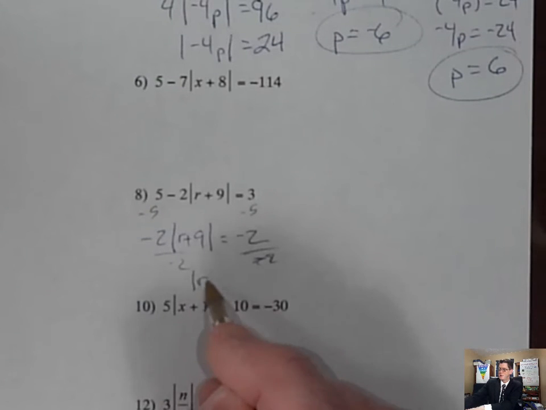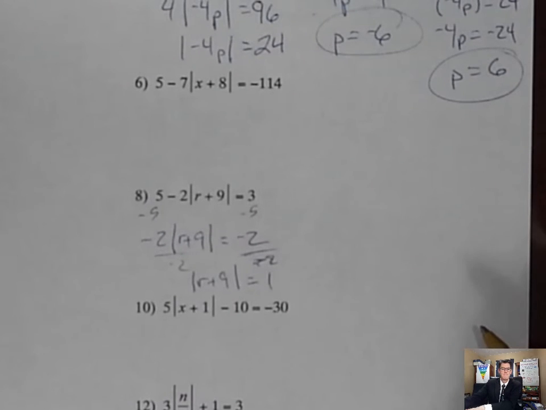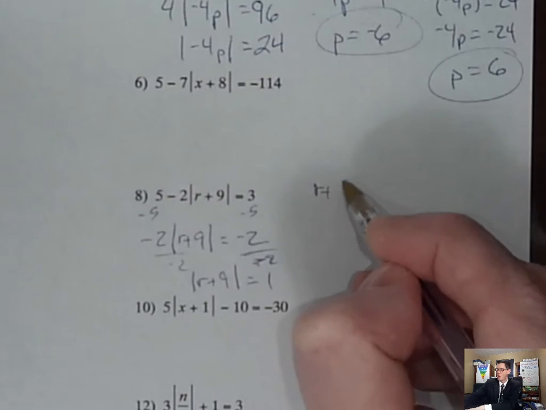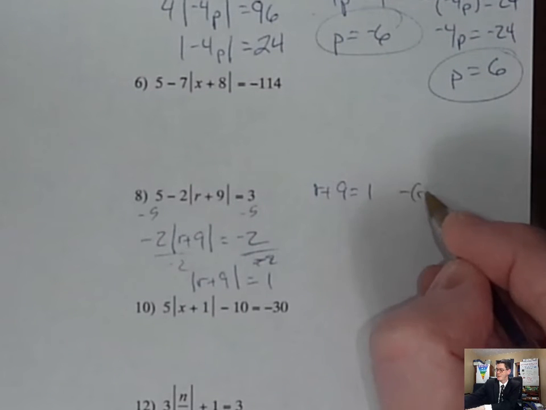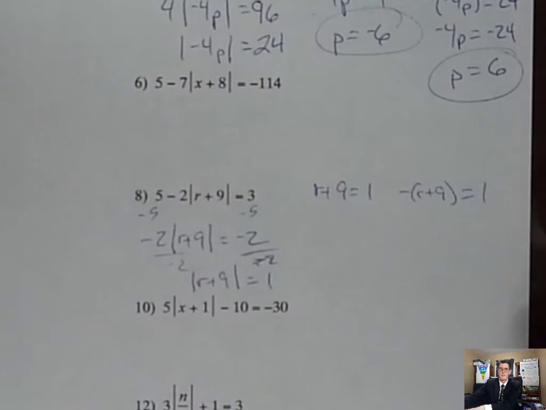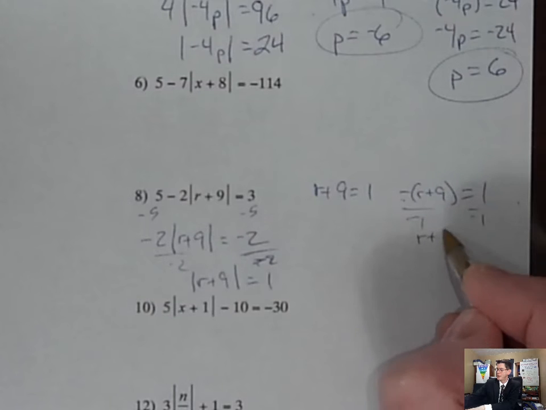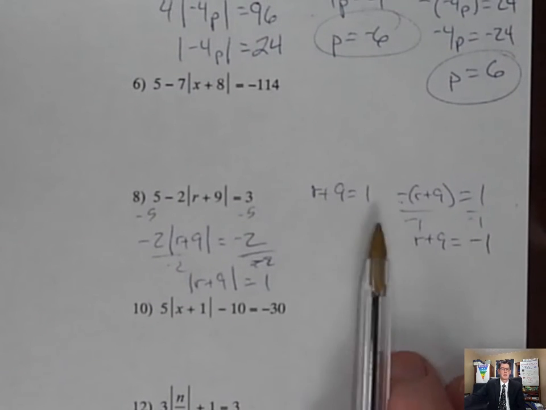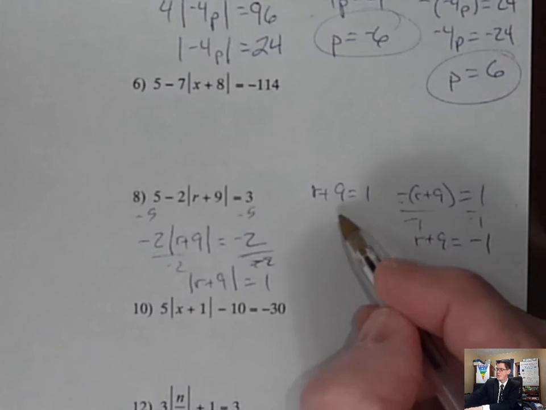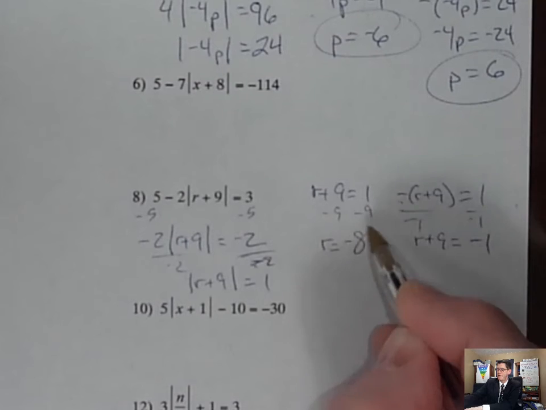And you end up with the absolute value of r plus 9 is 1. So either r plus 9 is 1, or the negative of that is 1. And again, we like to just divide both sides by negative 1, so that r plus 9 can be negative 1. Those are the two possibilities.